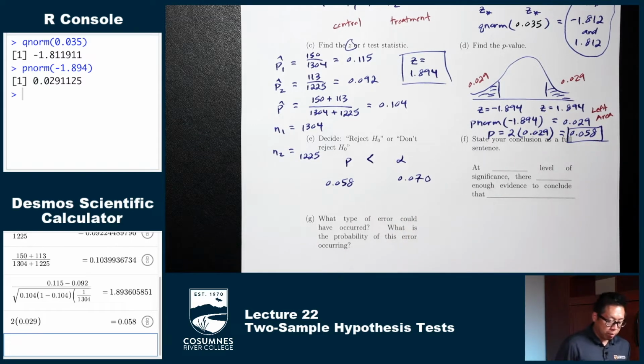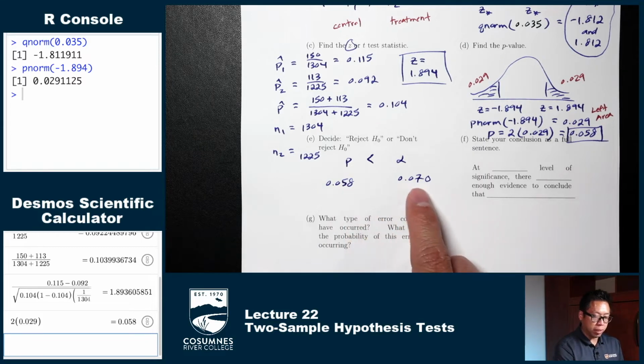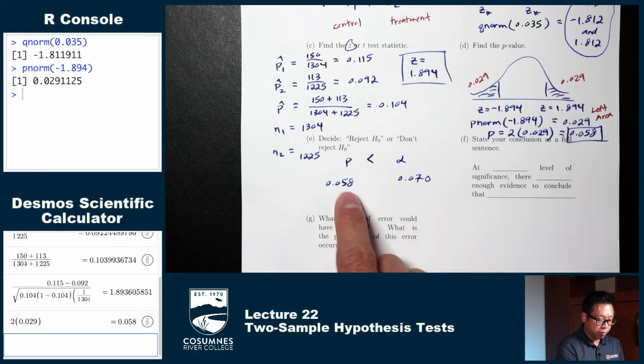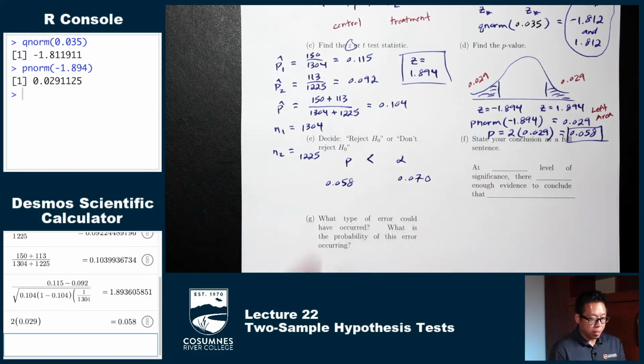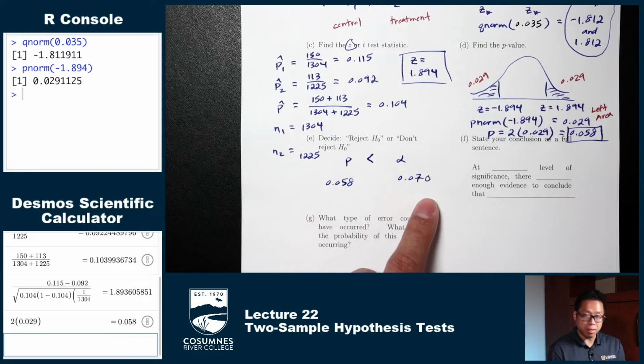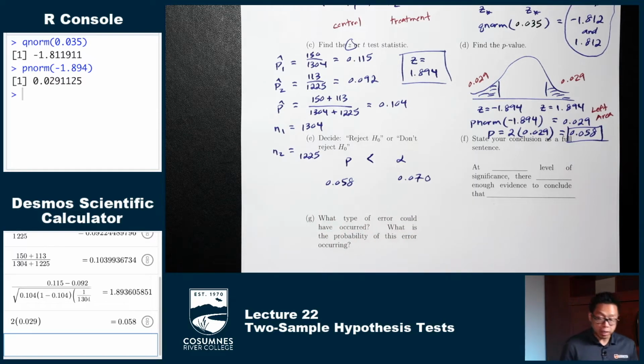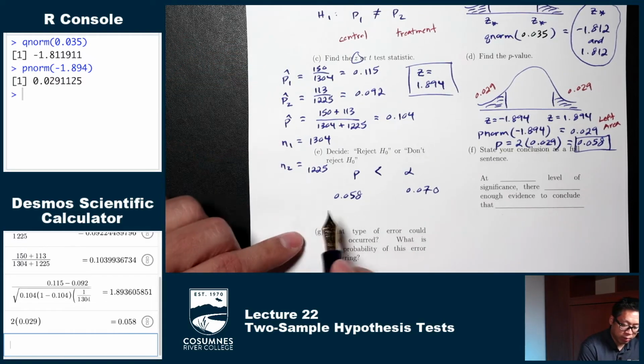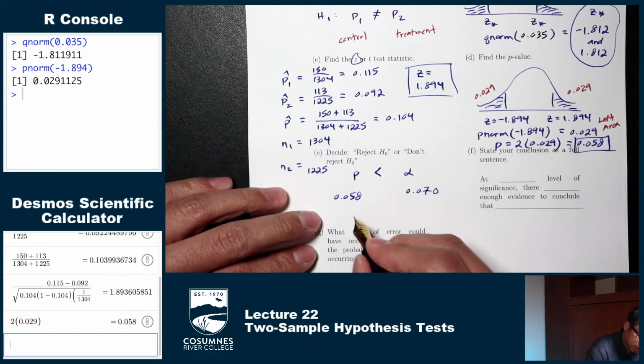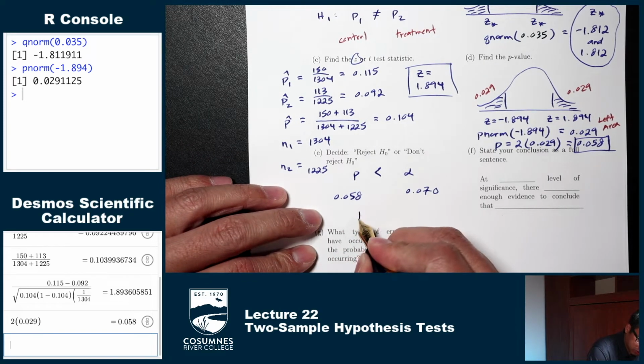And we're basically comparing 0.58 versus 0.70, which is basically 58 versus 70. So is the p-value less than the alpha? Yes, right? 58 is less than 70. Okay, if it's a yes, you reject. If it's not less, you don't reject. So because it is less here, we're going to reject.